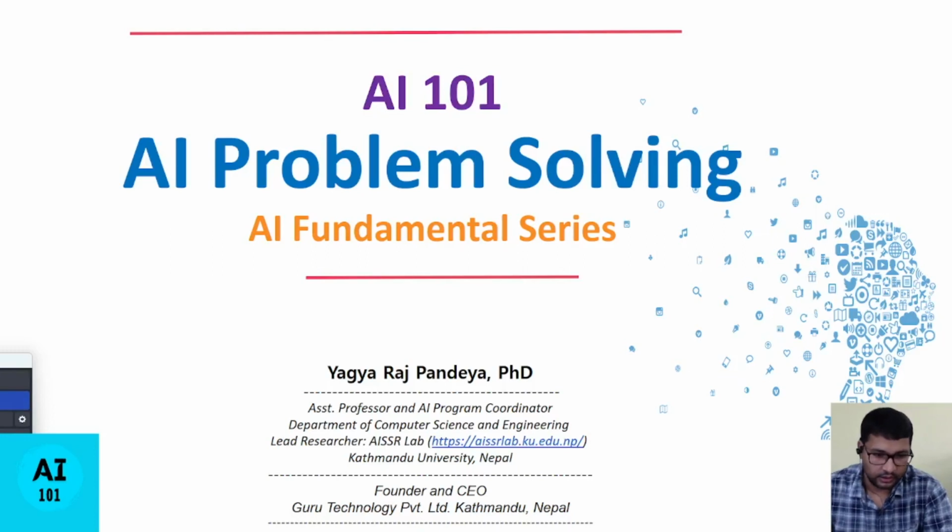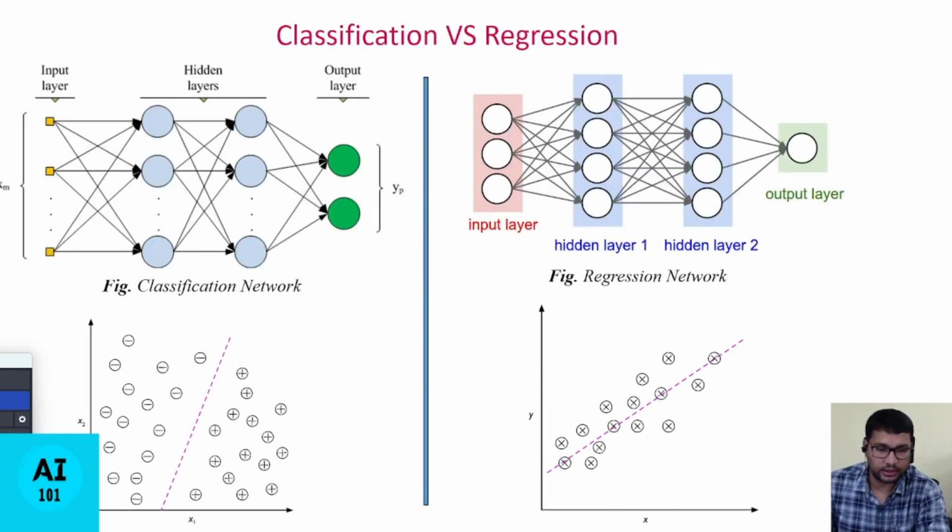Hello everyone. Today we are talking about AI problem solving, under the AI fundamentals series of AI 101. We generally classify all the problems into basically two domains. One is classification and another is regression. In classification, we are trying to classify multiple objects of interest.